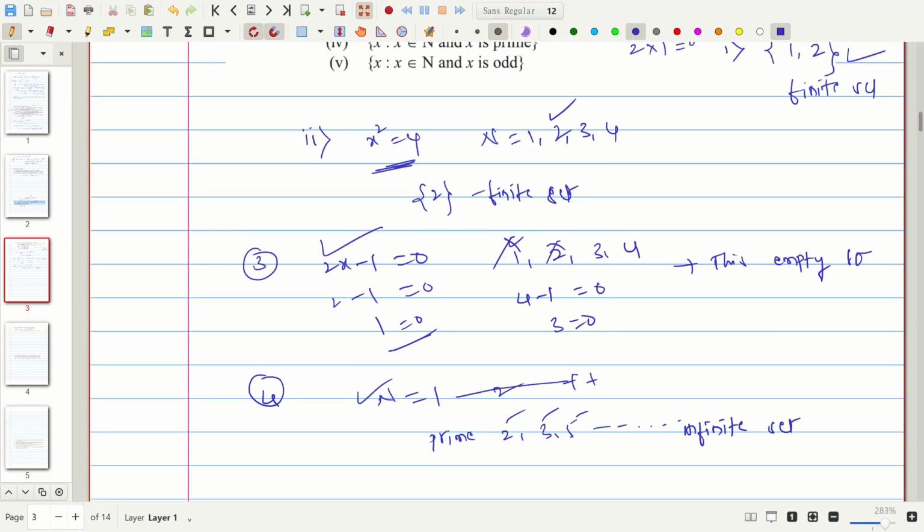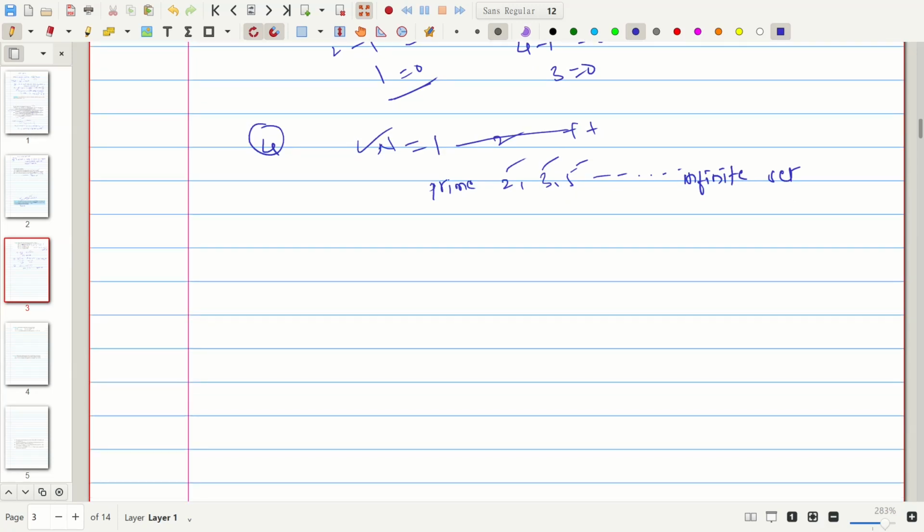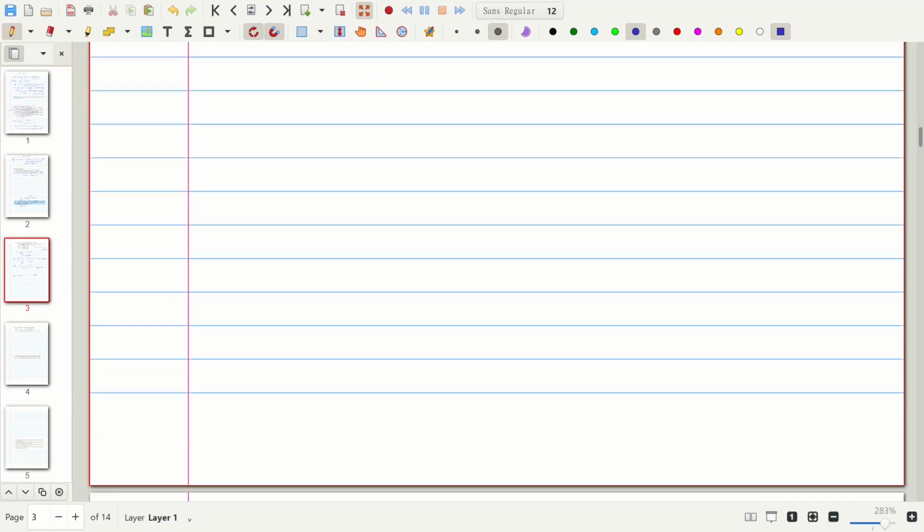See example 5. X is odd. X is odd means what? In natural numbers, odd numbers we identify as 1, 3, 5, 7, which are infinite and continuous. Therefore we can say this is an infinite set. This is about finite and infinite sets.